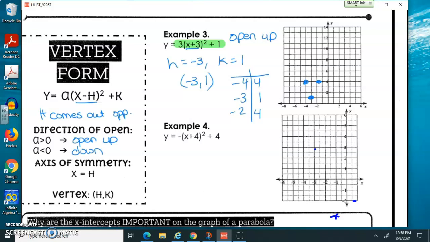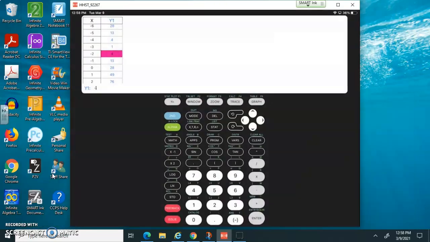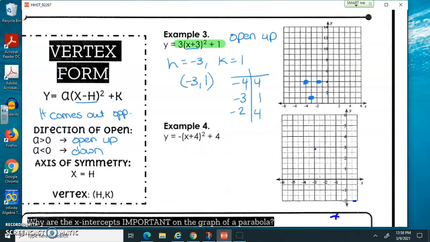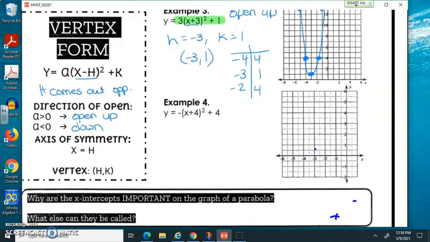We can also look at our graph, and we know at 0 is at 28. Ooh, negative 1 is at 13, and negative 5 is at 13. So can we do those on here? Negative 1 is at 13, and negative 5 is at 13. So then we know it's going to open up, a U shape.